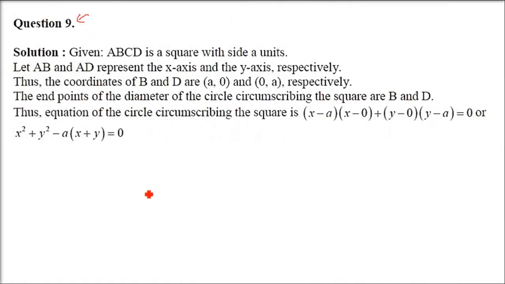Question number 9. ABCD is a square whose side is A. Taking AB and AD as axes, prove that the equation of the circle circumscribing the square is x square plus y square minus a x plus y. This question we have already done, if you have been following all the solutions which we are discussing.